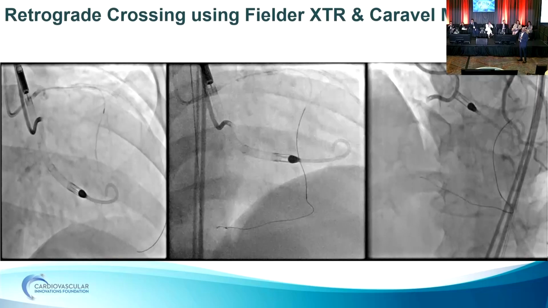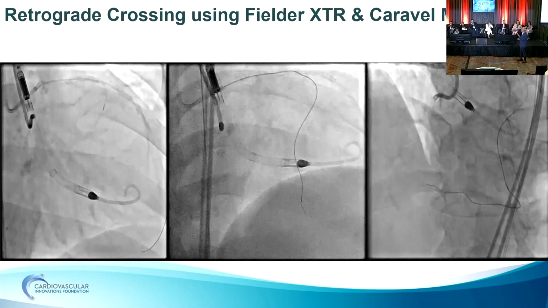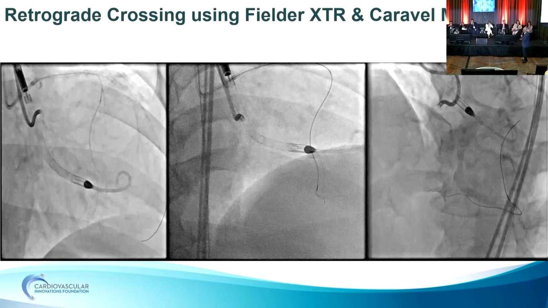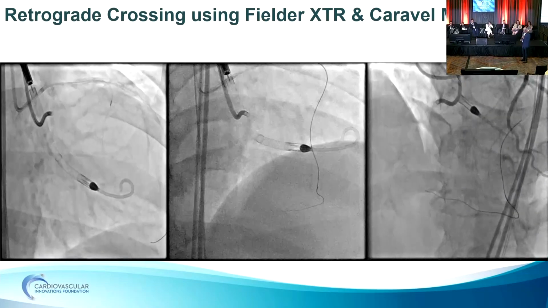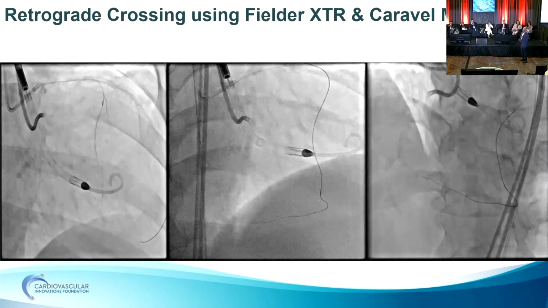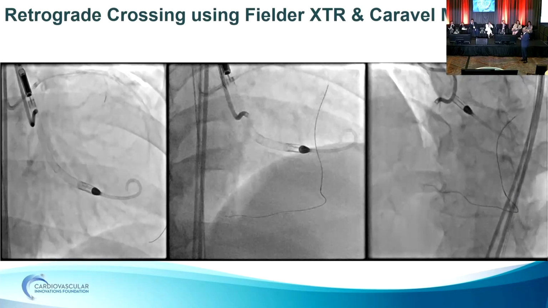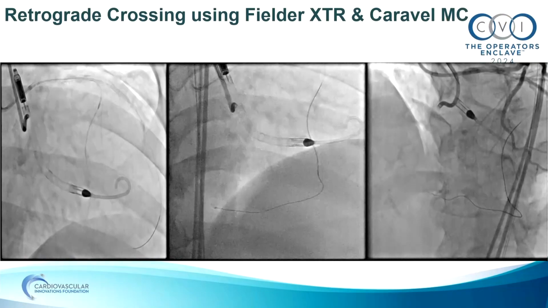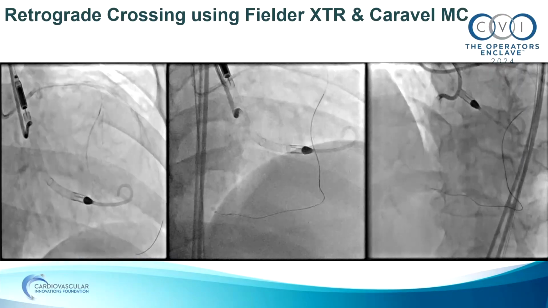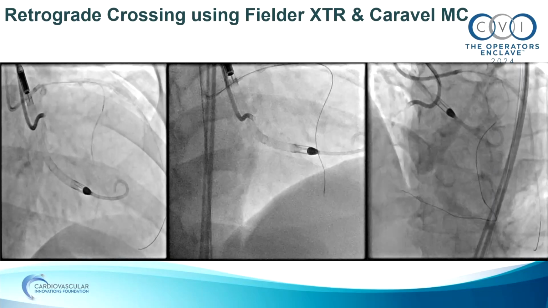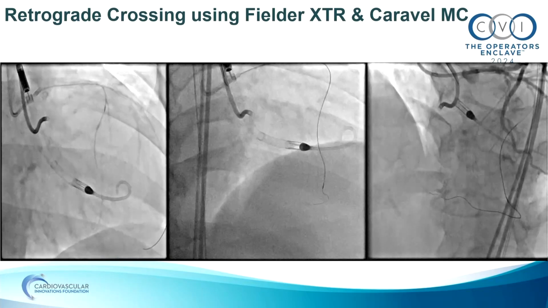And then just a quick question to the audience: what would your strategy be in situations like this? My strategy is usually a Turnpike or a Corsair with a Sion Black. Is that sort of the general theme? I'm a Turnpike LP and a Sion Black. There you go. So clearly not Caravels, unless it's an epicardial or a highly tortuous collateral.